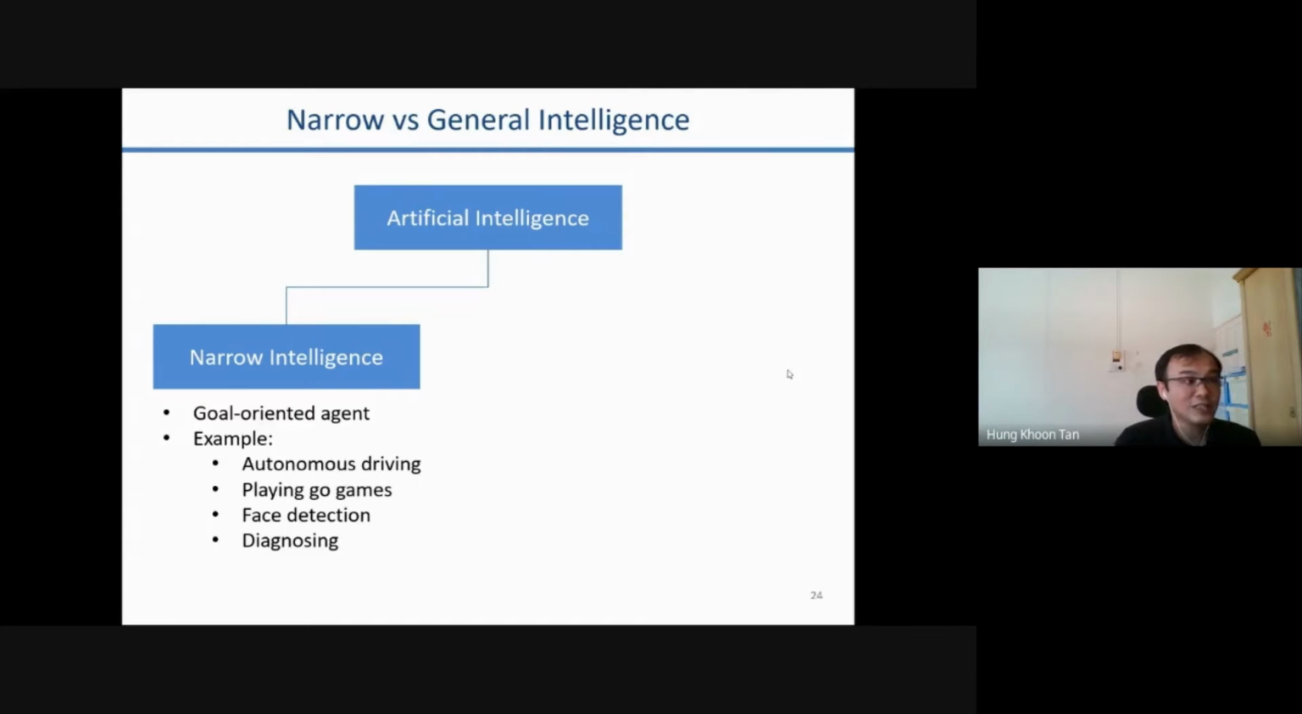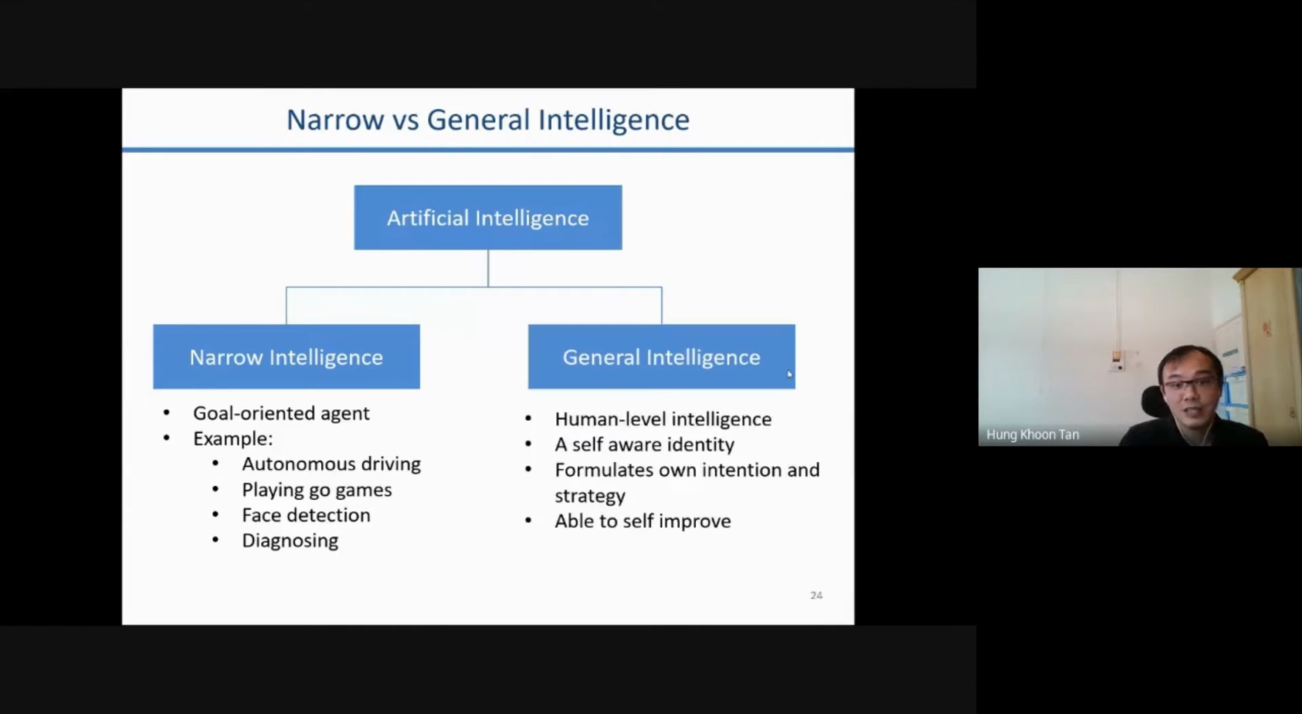They are very good at the things they are trained to do, but they do not have intelligence beyond the things they are trained at. So we call this narrow intelligence or weak intelligence. What people mean when they talk about existential threat is actually general intelligence.